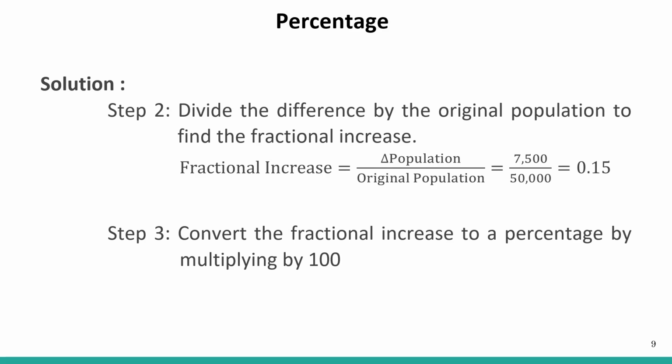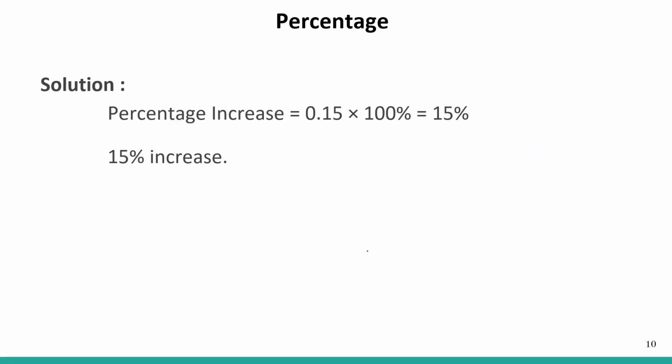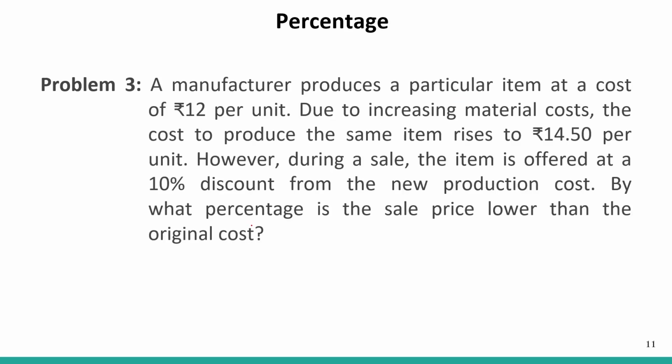So dividing the difference in population by the original population, we got 0.15 right here. Next, we convert the fractional increase to a percentage by multiplying by 100. So the percentage increase is equal to 0.15 into 100, which is equal to 15%. So this is nothing but a 15% increase.